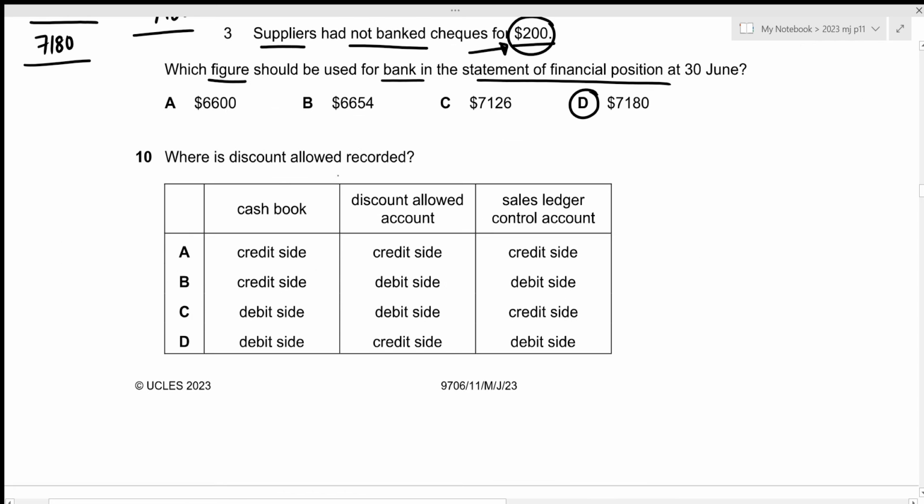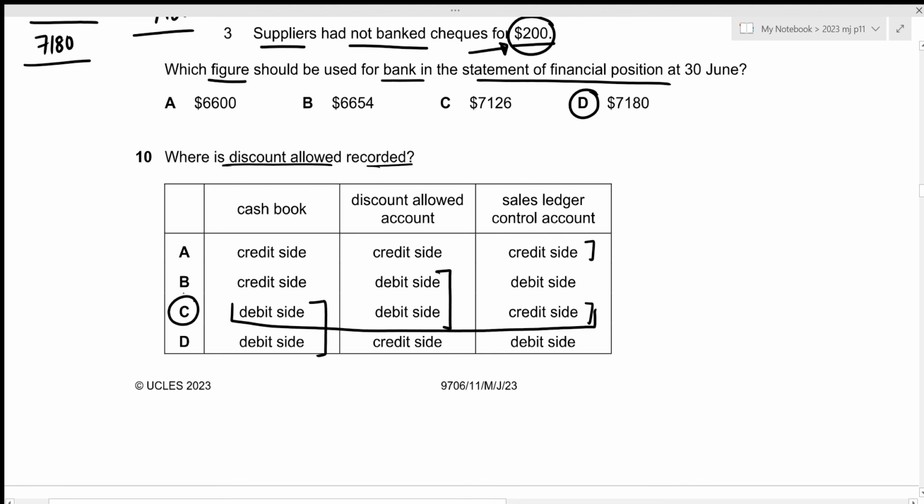Where is discount allowed recorded? So remember that discount allowed is an expense. If you're talking about cash book, then discount allowed will be recorded on the debit side. That's given in C and D. If you're talking about discount allowed account, again, that will be recorded on the debit side because that's an expense, which is given in B and C. And in our sales ledger control account, discount allowed will be recorded on the credit side. So that is given in A and C. So the correct one for all three is given by option C.